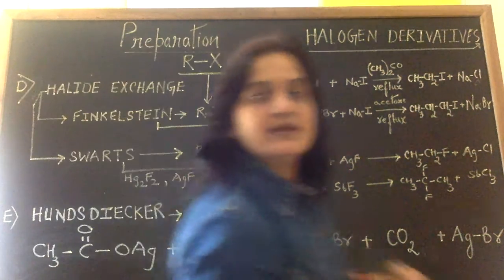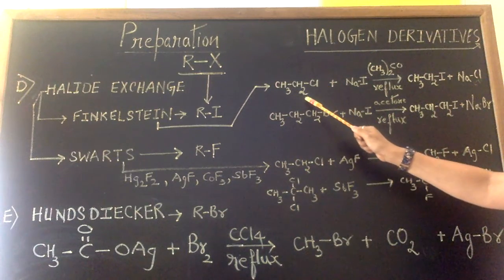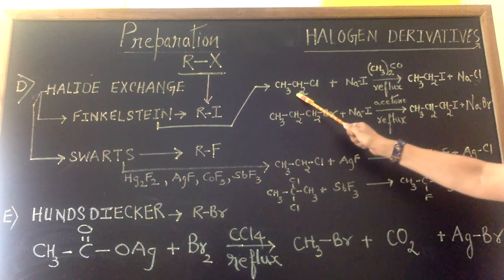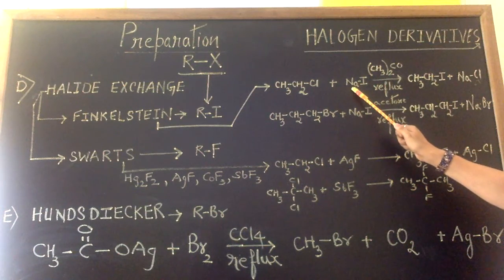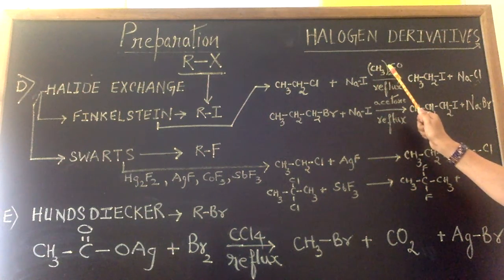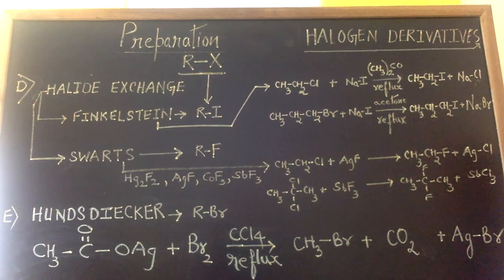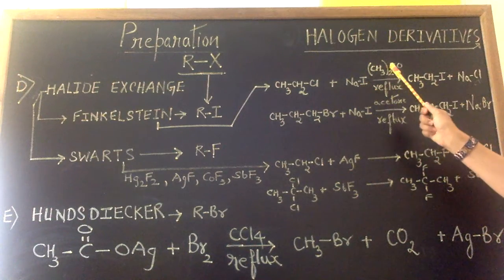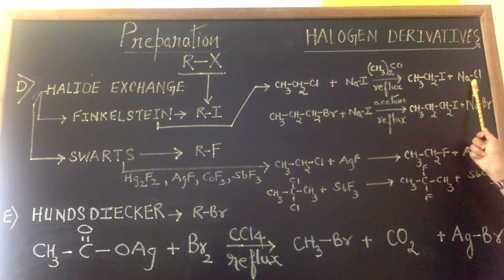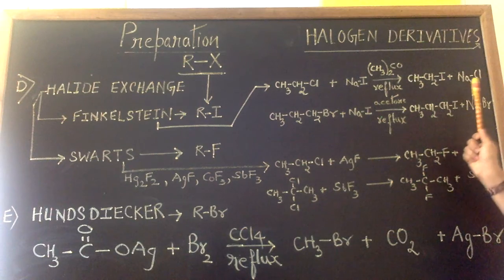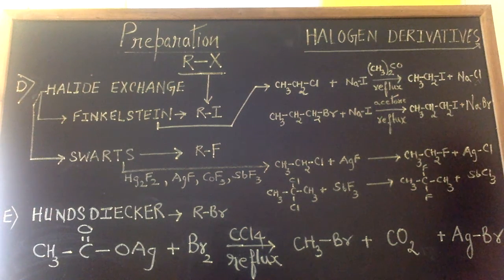Let us see the example. We take the alkyl halide ethyl chloride. We treat it with sodium iodide in the presence of acetone to get ethyl iodide, and the byproduct is NaCl. Now students, as you see here, we have made use of acetone. Sodium iodide is more soluble in acetone compared to sodium chloride. As a result, sodium chloride remains undissolved in the solution and is in the form of a precipitate which can be separated from the product by filtration.